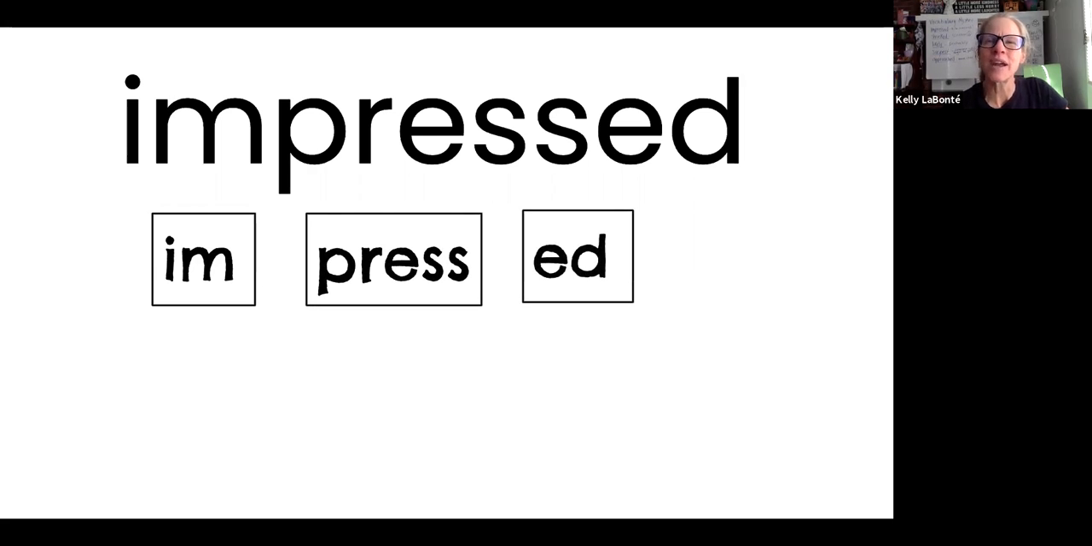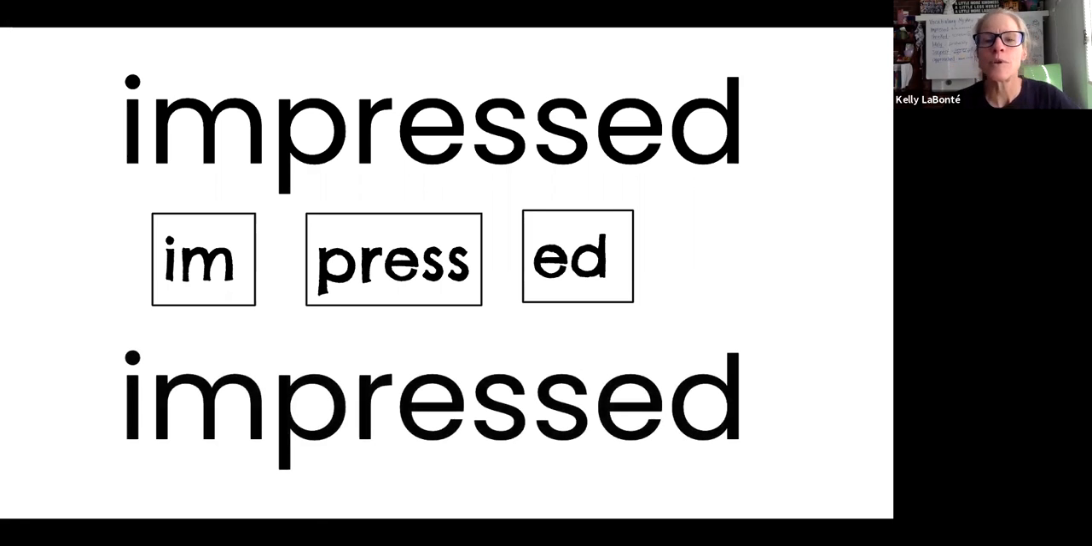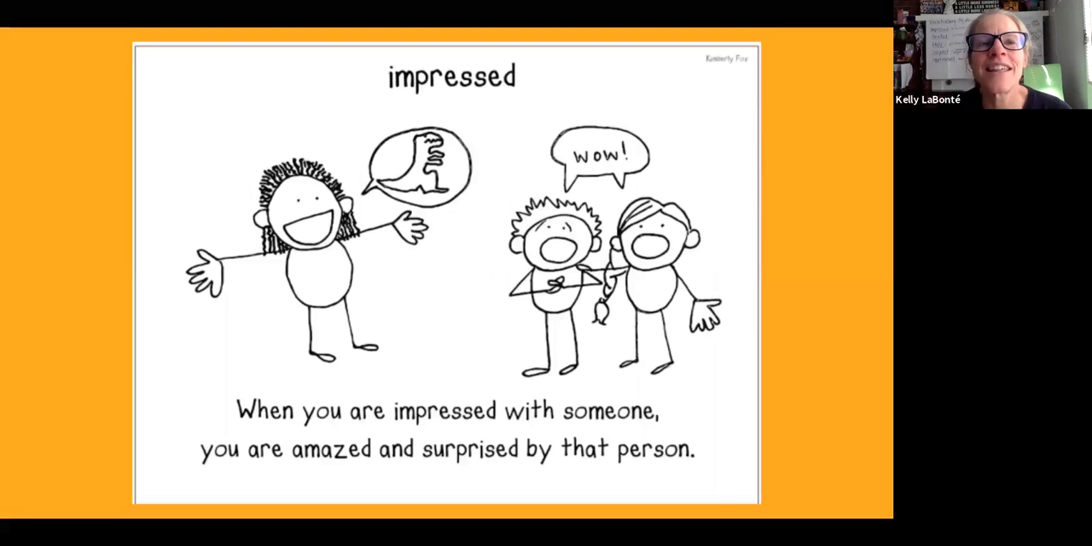And it's really interesting, right? Because even if you think that you're writing and you're writing the sounds you hear, and you're thinking about this last sound, but we know that ED makes like 3 different sounds. And we have to be flexible, right? Impressed, impressed, right? We're flexible. And we push it all together, reread and say, impressed. So let's say this word impressed. Say it with me, impressed.